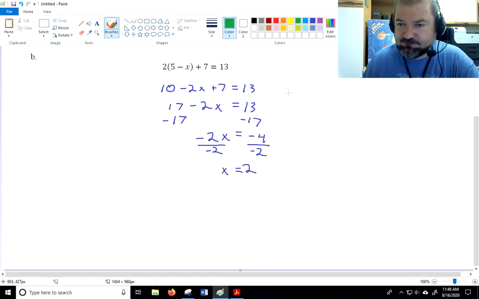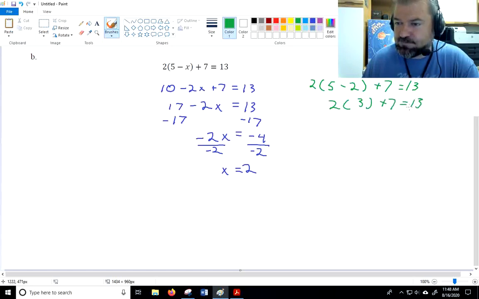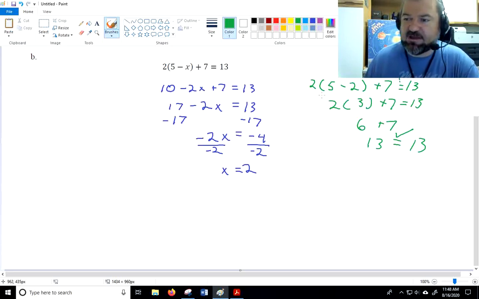Let's check our work. So we're hoping that if I replace x with 2, that this becomes a true statement called a tautology, a provably true statement. All right, that makes 6 plus 7. Well, that is indeed 13, so it worked. You know, sometimes you'll see me put little question marks over the equal sign. I'm just saying, is this equal? We're asking. That's just another way to document that you're checking.